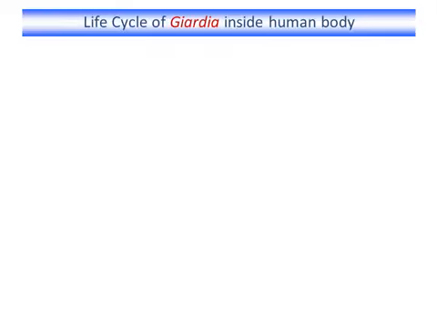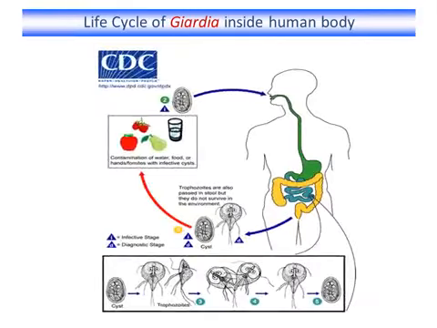Life cycle of Giardia lamblia continued. This picture shows when we ingest cysts with food or water, in the duodenum the cyst becomes a trophozoite, and the trophozoite becomes a cyst again, and completes the life cycle. This is the stage.